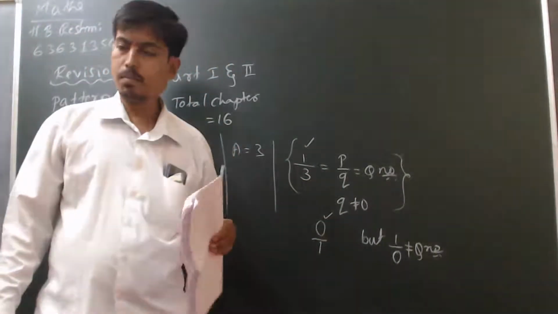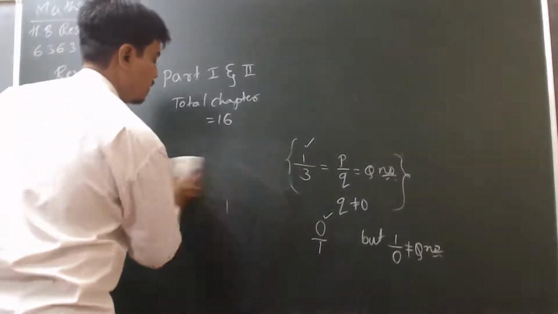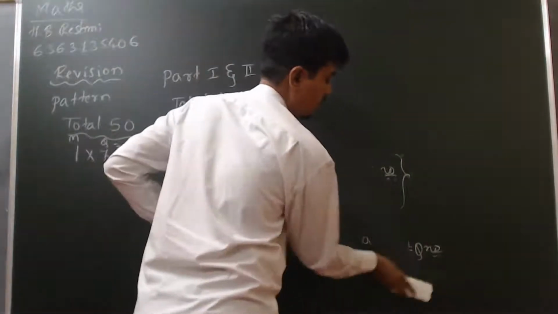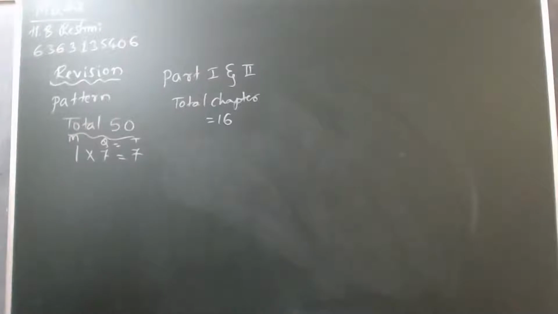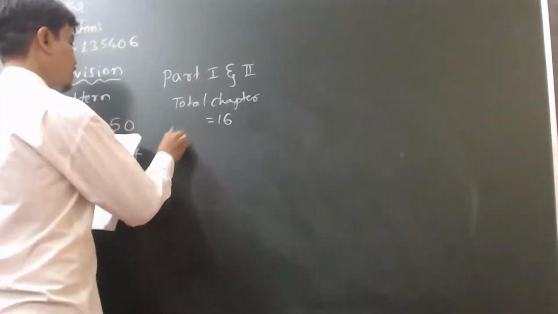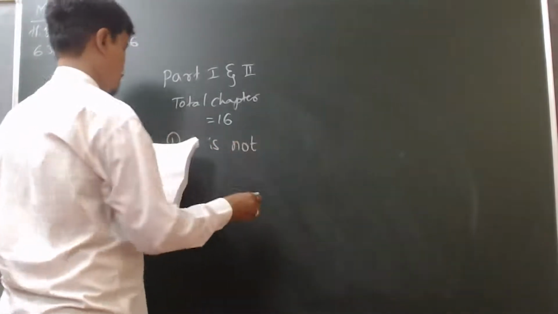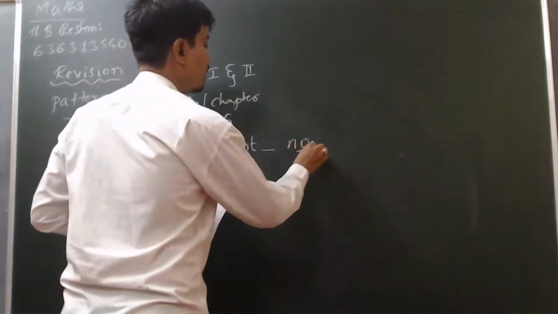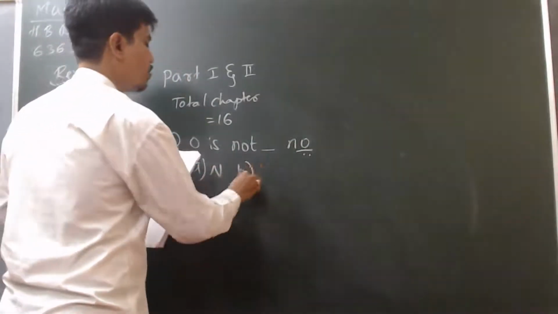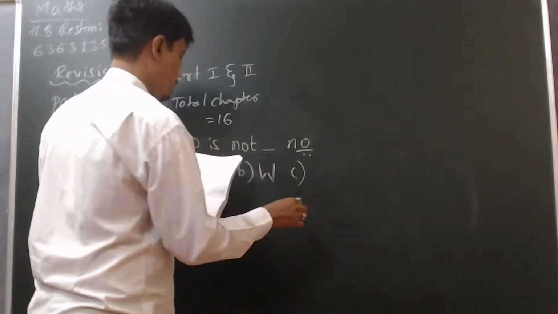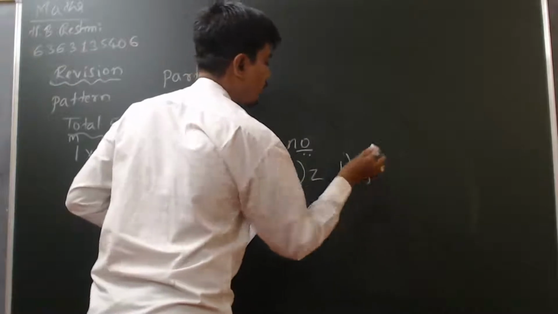Zero is not a rational number. Answer is false. The same question can be asked as: 0 is not a dash number. Option A, natural number. Option B, whole number. Option C, Z. Option D, Q.